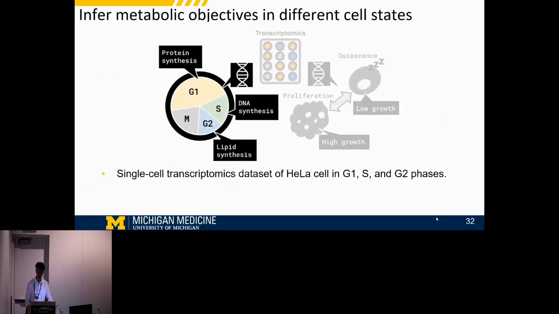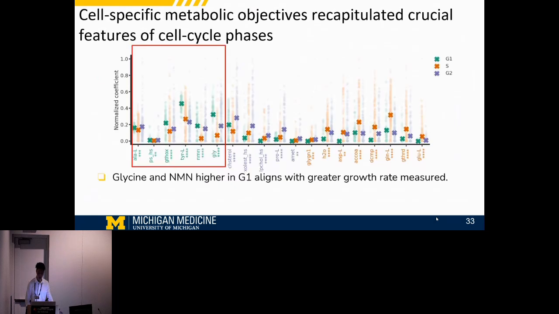Then we introduce the single cell cycle data to verify if we can extract metabolic features by metabolic objectives. If we directly compare the coefficients from the metabolic objective in G1, S, and G2 phases, we can identify significant metabolites in the three cell cycle phases. And in G1, we can see glycine, tyrosine, NMN, which are related to growth boosting metabolites, and they are all identified as significant here. And it aligns with the consensus that G1 produces more metabolites to support higher growth.